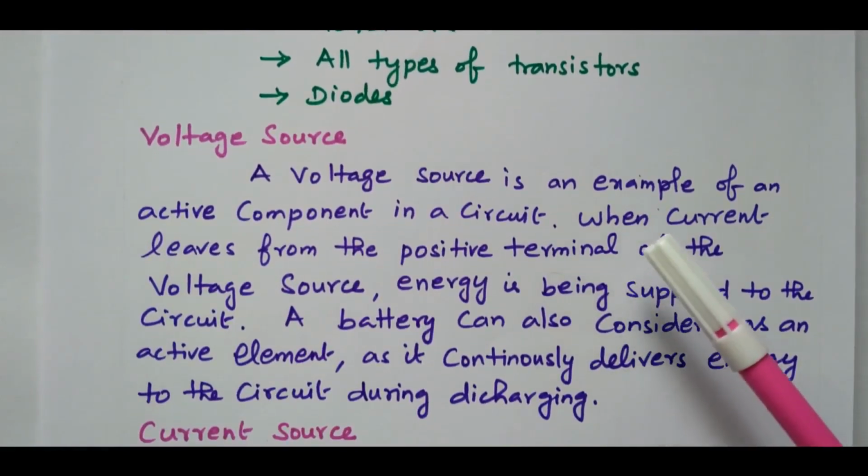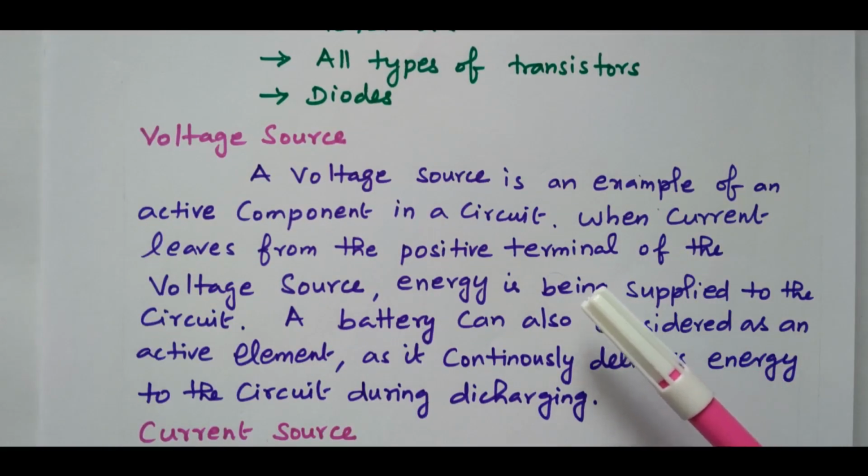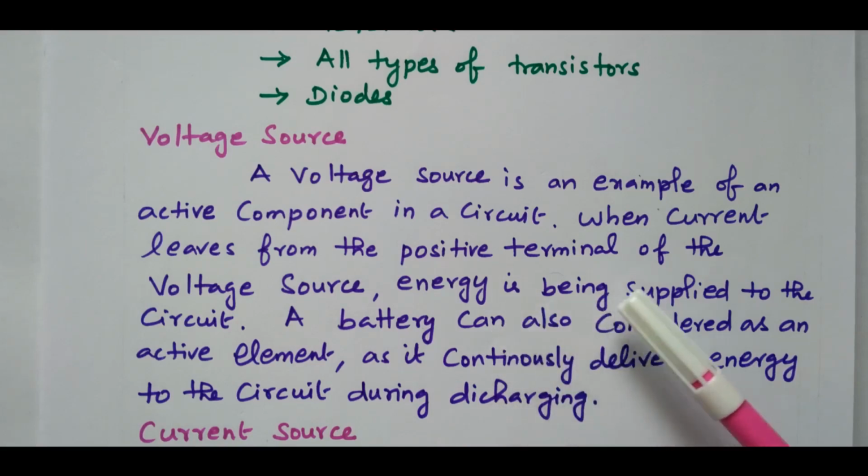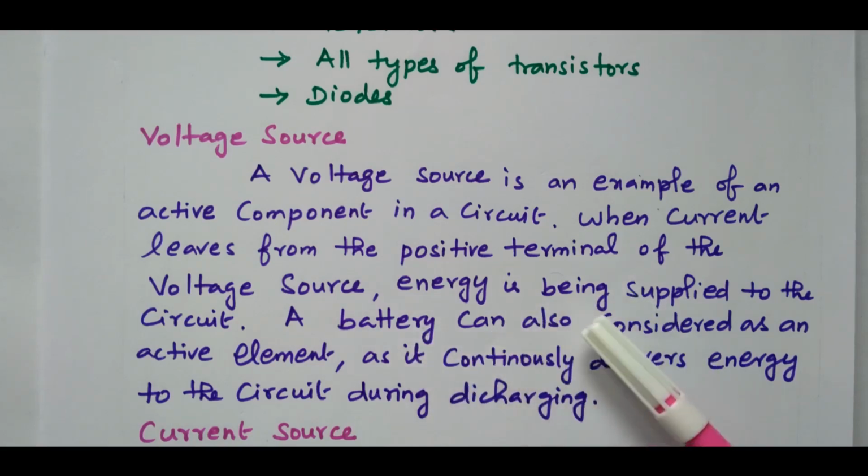The voltage source is an example of an active component. When current leaves from the positive terminal of the voltage source, energy is being supplied to the circuit. So when the voltage source is connected in the circuit, it is able to supply the energy into the circuit. That's why it is called an active component.